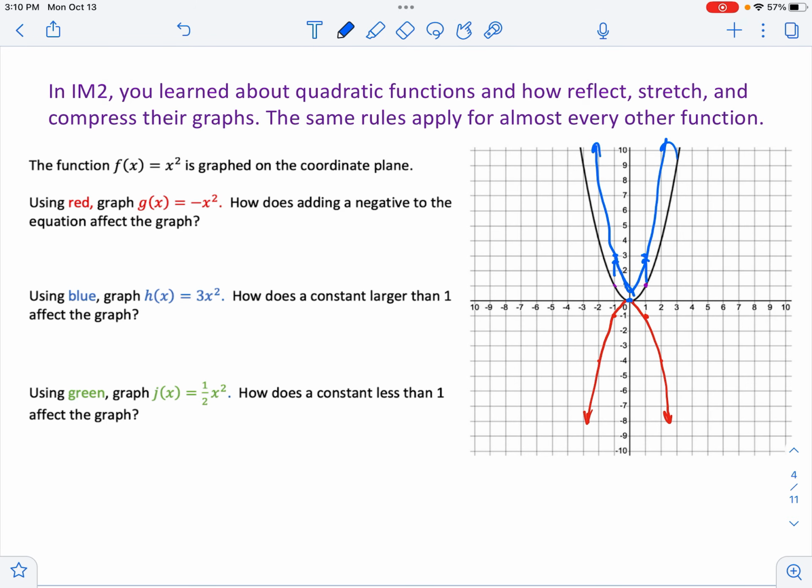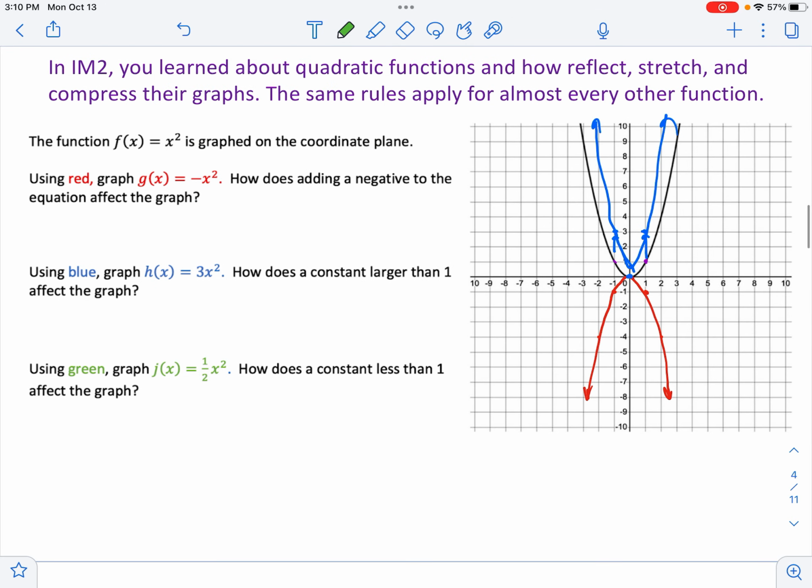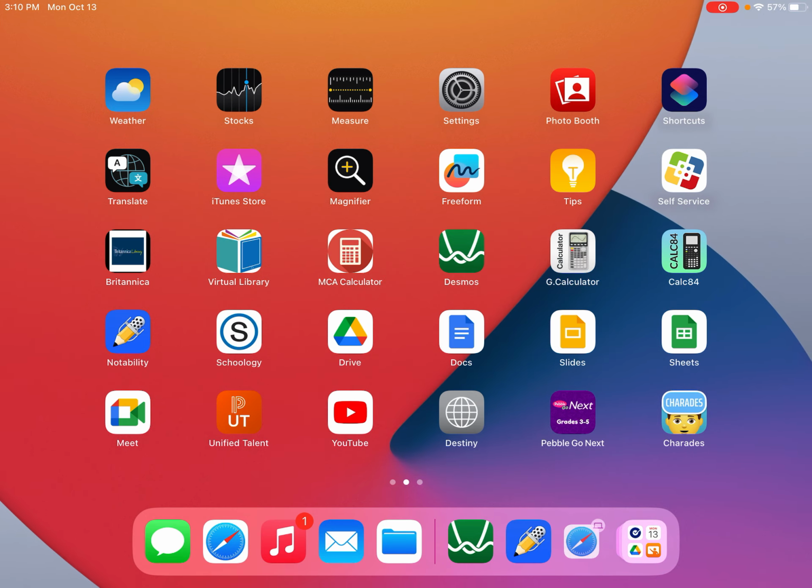All right, in green, if we change that 1 to, I'm going to get rid of these so you can see a little bit better. If we change it to a half, what happens?